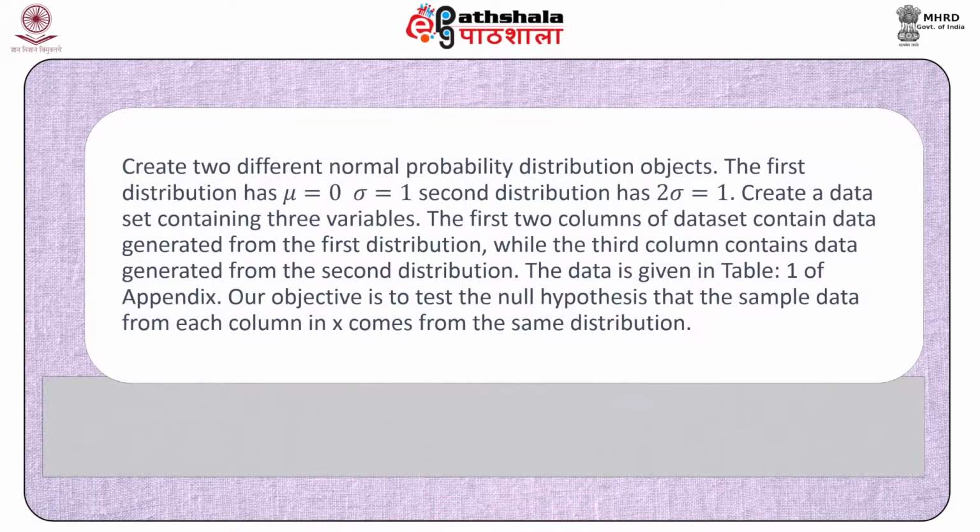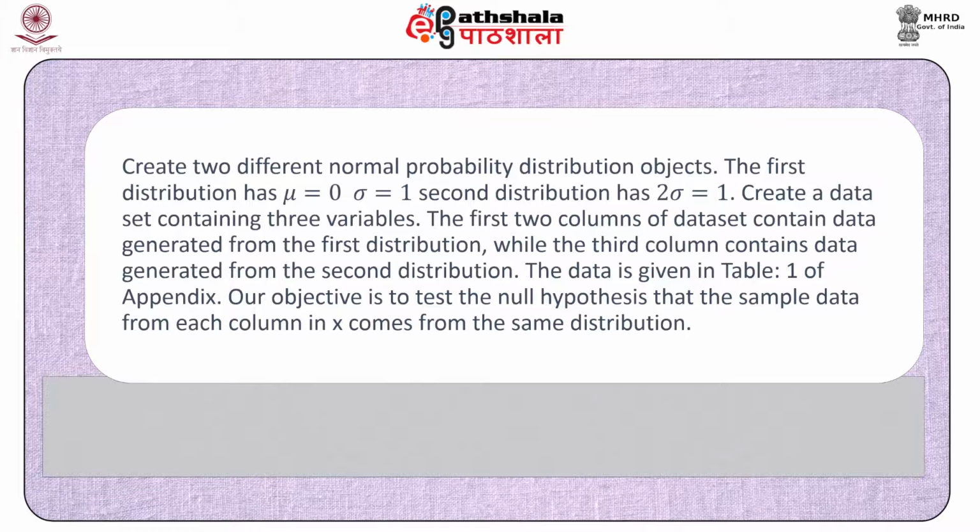Create two different normal probability distribution objects. The first distribution has mu equal to 0, sigma equal to 1. The second distribution has mu equal to 2, sigma equal to 1. Create a data set containing 3 variables. The first 2 columns of the data set contain data generated from the first distribution, while the third column contains data generated from the second distribution. The data is given in table 1 of appendix.